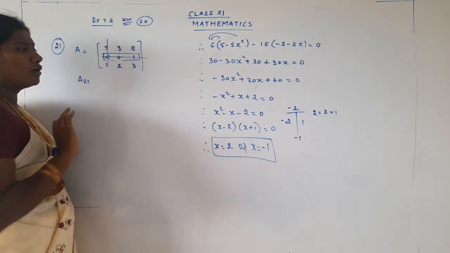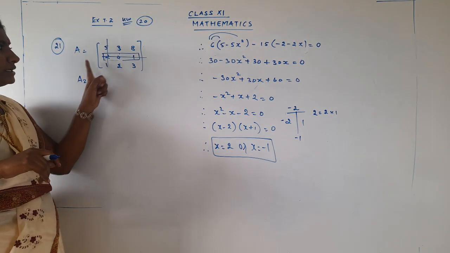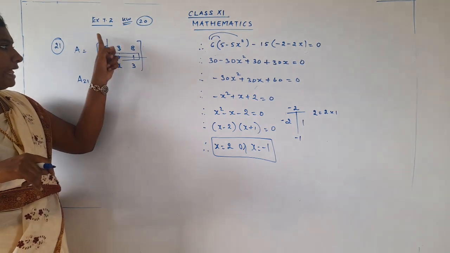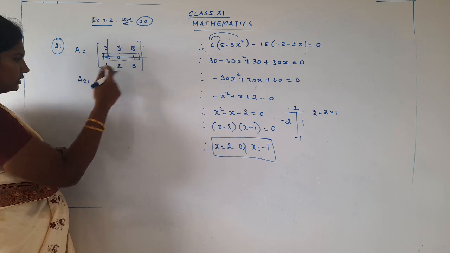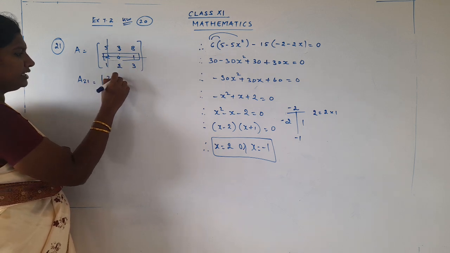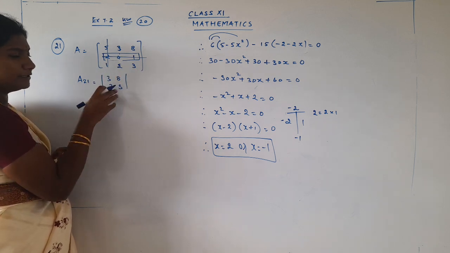Second row and first column you have to neglect. A21 means neglect the second row and the first column. So what is left now? 3, 8, 2, 3. So you can just write down this as 3, 8, 2, 3. I have taken the determinant form.